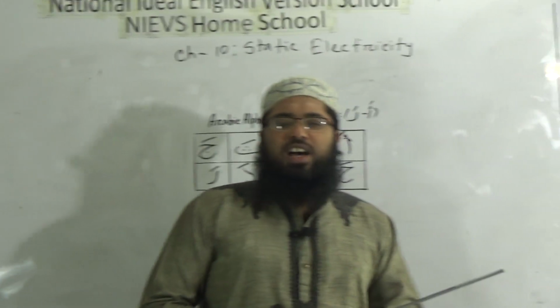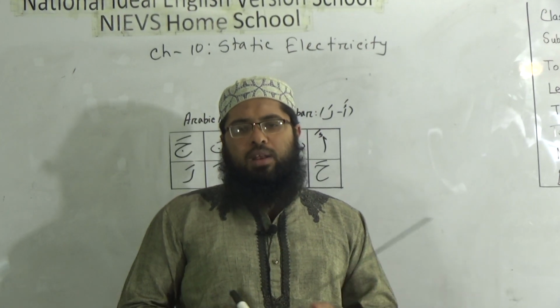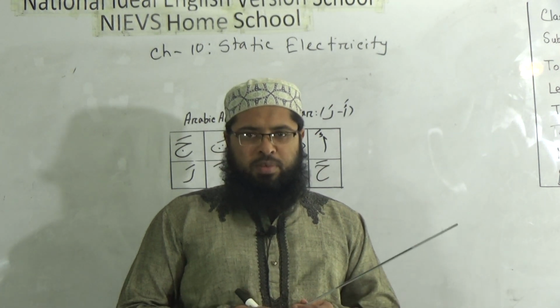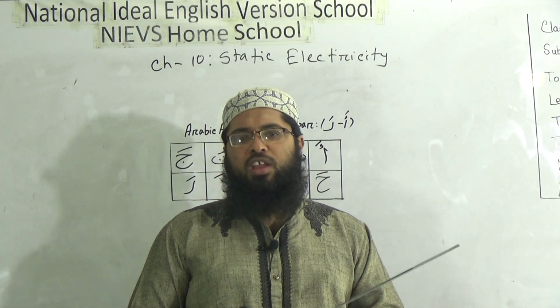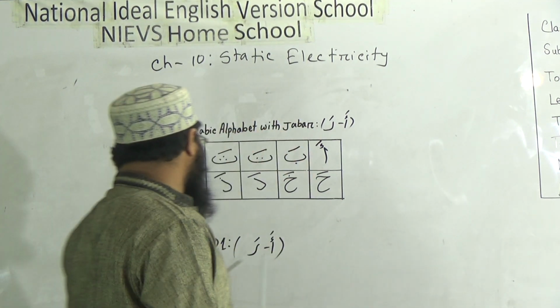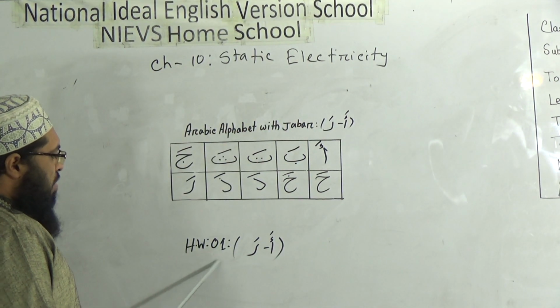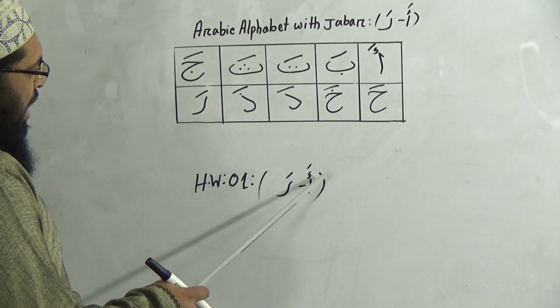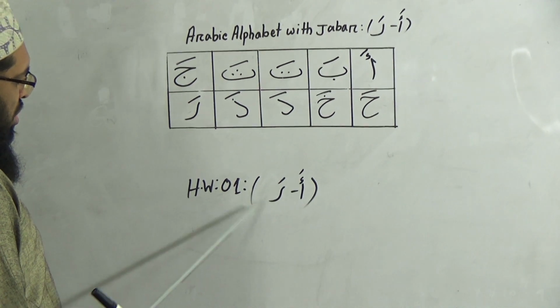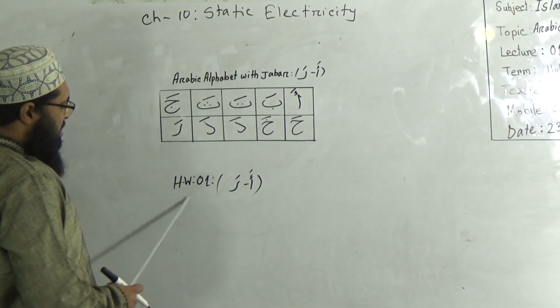My dear students, Alhamdulillah, today we have learned 10 Arabic alphabets with Jabar, from Alif to Ra. And today is our SW number 1, and you will make SW at your home from Hamza Zabar A to Ra Zabar Ra. And this is your first SW.